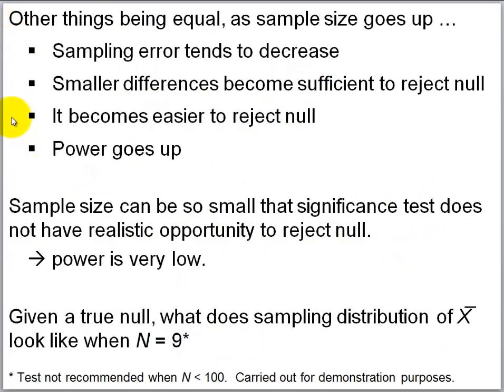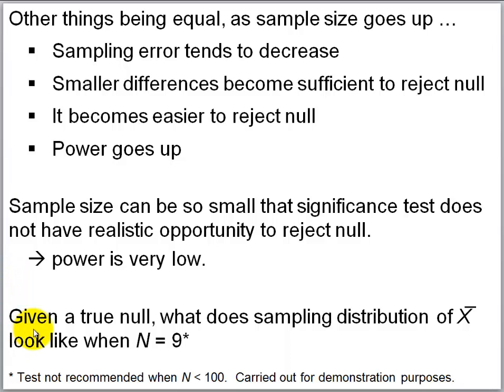So the top part of the slide shows some things that I was just mentioning. Sample size can be so small that the significance test does not have a realistic opportunity to reject the null. And in such a situation, power is very low. Now let's get a look at a situation like that.